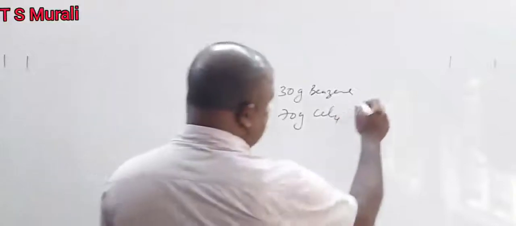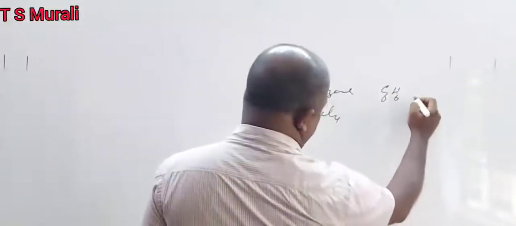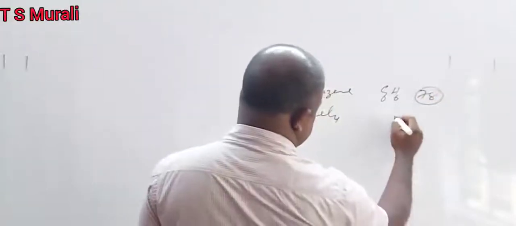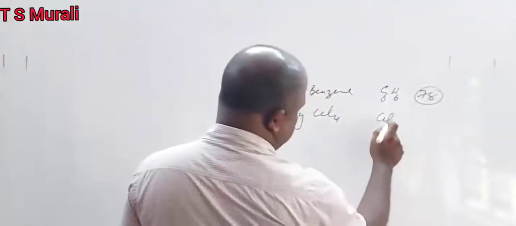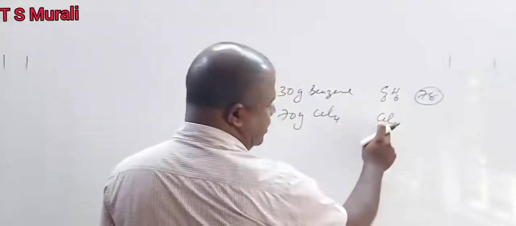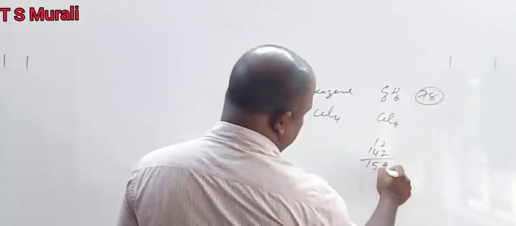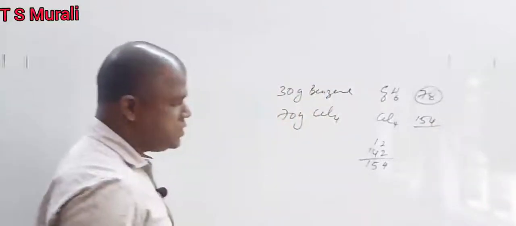What is benzene's molecular weight? C6H6: 6 into 12 plus 6 means 78 is the molecular mass. CCl4: carbon 12, Cl4 means chlorine 35.5 for one, 71 for two, so 142, which makes 154. Agree? So these are the respective molecular masses.